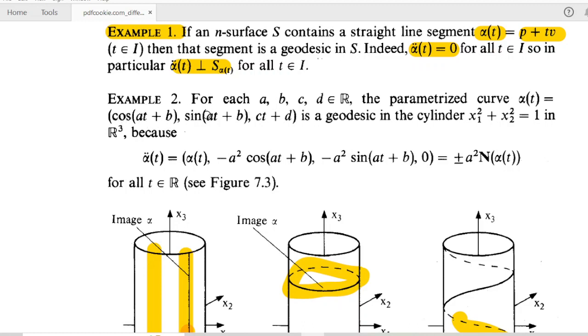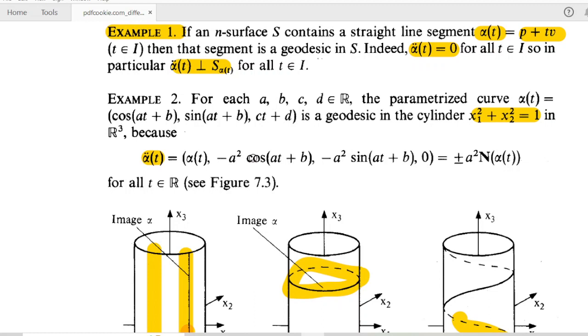cos(at+b), sin(at+b), ct plus d is a geodesic. Actually, we are having a curve. This is a parametrized curve. This is a geodesic. We are having a cylinder. The cylinder is x1 square plus x2 square equal to 1. Now, to say this is a geodesic, we have found the second derivative.